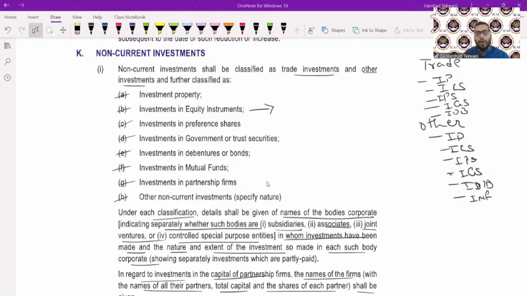Quoted investment means an investment for which you have a price available in the open market. You can say the investment is listed. When I say quoted, it means the price is available on the stock market, or the amount of that particular investment is quoted on the share market or stock market. That's the sort of quoted investment.